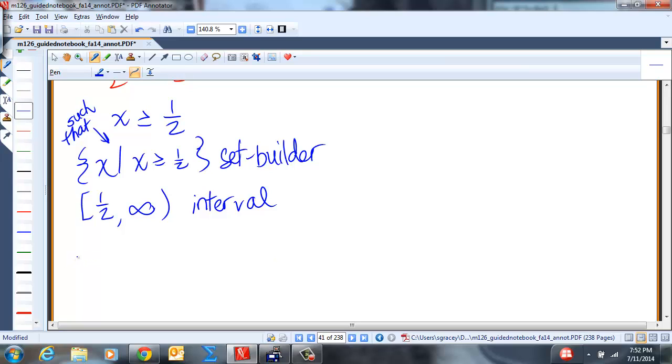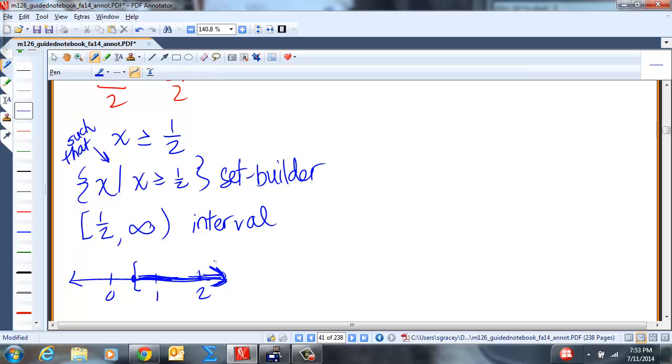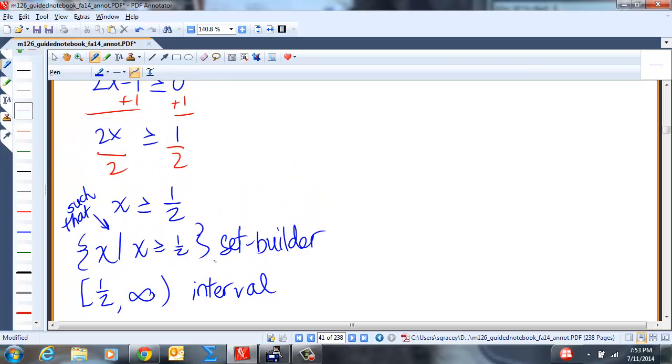You'd have this number line here, and suppose this is 0, 1, and 2. You would have right at 1/2 a closed circle, which is typically denoted with a square bracket here. And you would say, okay, anything to the right of that is a solution to this statement. So this domain is represented by this graph and these different set notations.